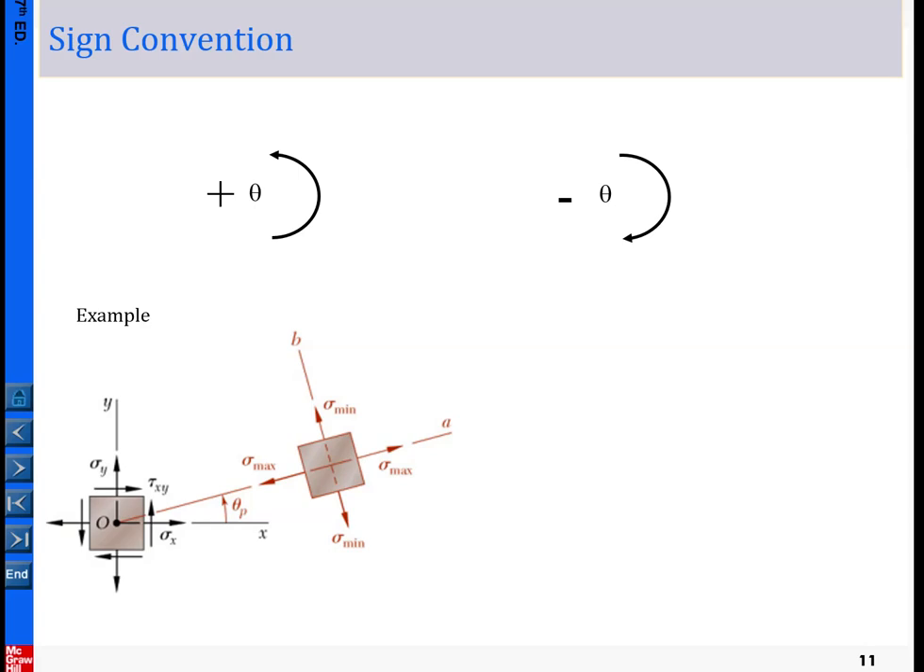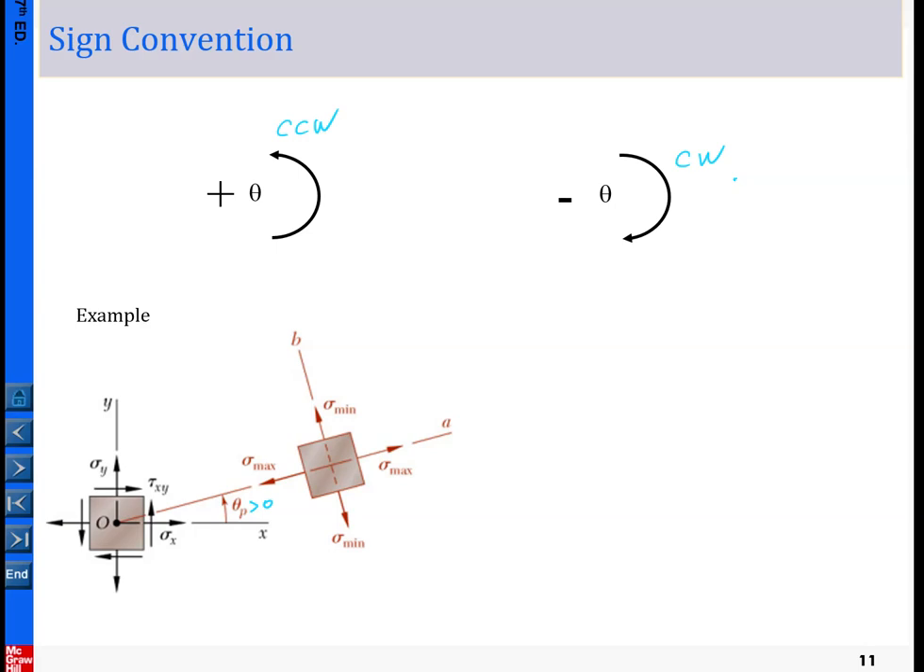Now the sign convention for the angle, which means the transformation angle: we define the positive as counterclockwise, and we define the clockwise as negative. Okay, very easy. So for this case, this should be positive per our sign convention here.